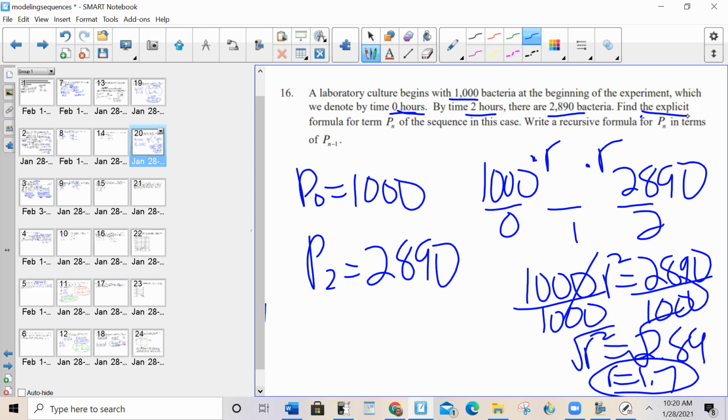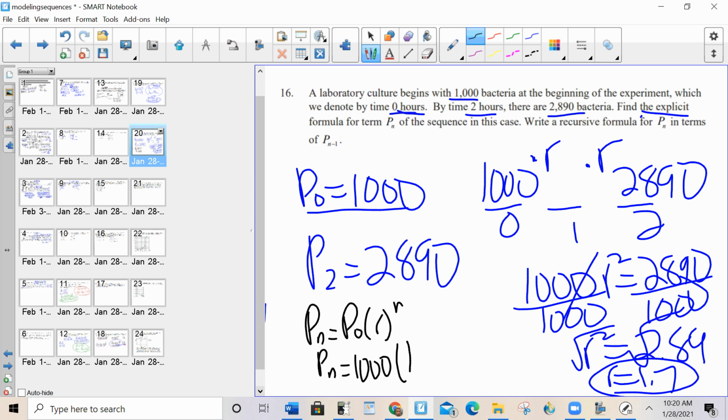So, explicit, because I have P0, the n minus 1 becomes n. So Pn equals P0 times R to the n. Pn equals P0, which is 1000, times R, which is 1.7, to the power of n. That's your explicit.